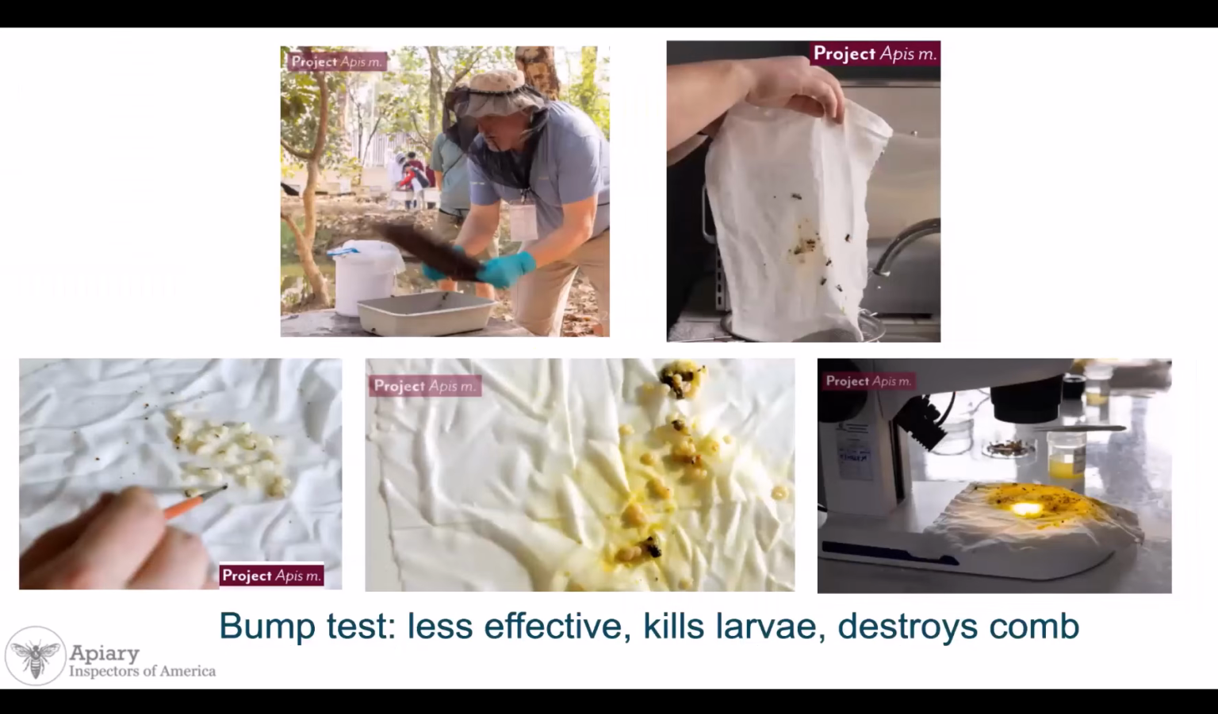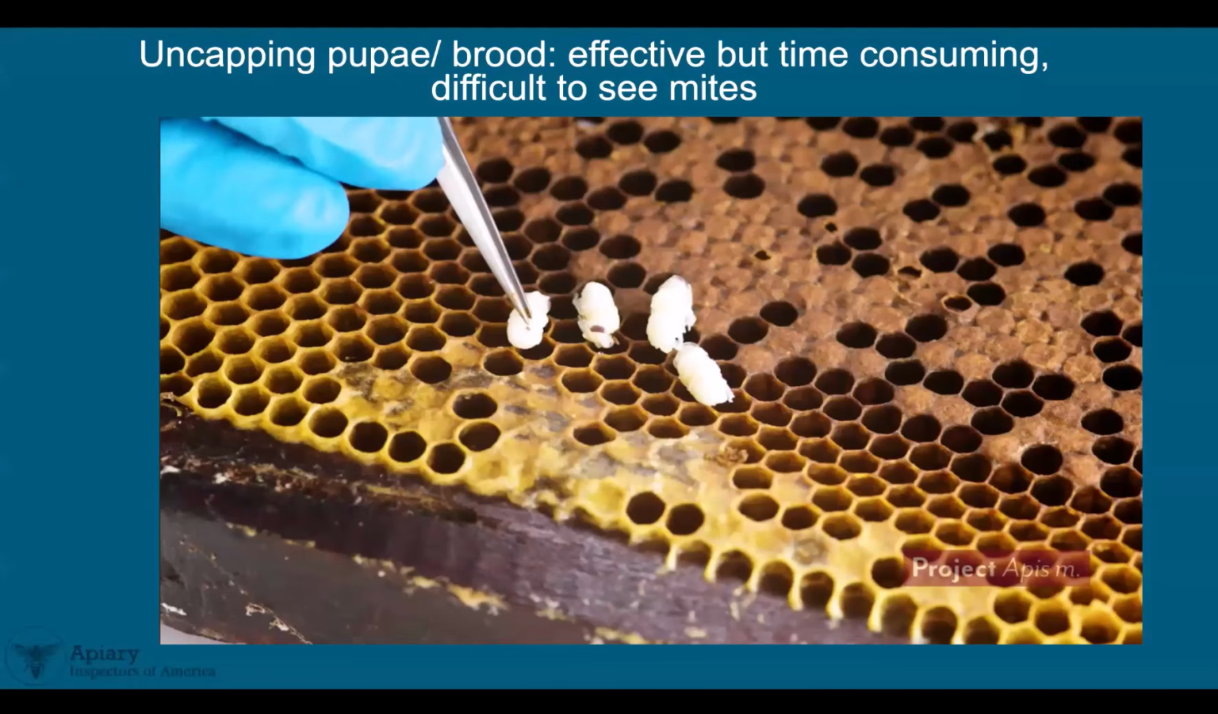The bump test is less effective. It kills larvae and destroys comb. It works, but you're going to start going through there and looking for stuff. It's time consuming and it's destructive. Like I said, uncapping, physically pulling them out. When we were doing this in Thailand, you pull them out and sometimes the Tropi literally run out because they were in there destroying stuff. So you're going to take a big chunk of them, just start pulling them out and seeing what you see. Yeah, it's still really hard.